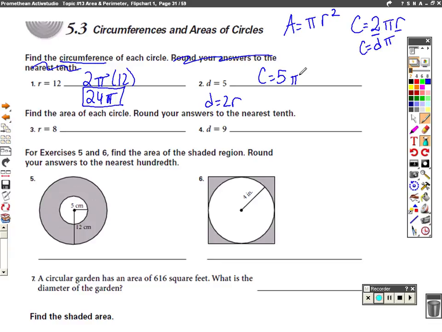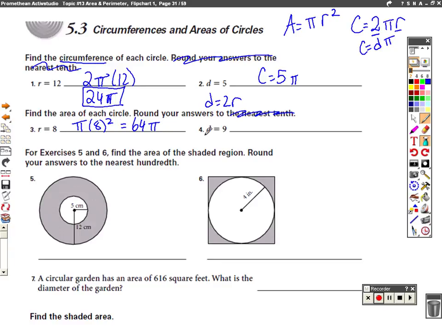All right, numbers 3 and 4. Once again, we're going to ignore this nearest tenth. We want to find the area of each circle. So the area is equal to pi r squared, which is pi times, for this one, number 3, 8 squared. We're going to square 8, 64, and we usually stick pi behind that, so 64 pi.